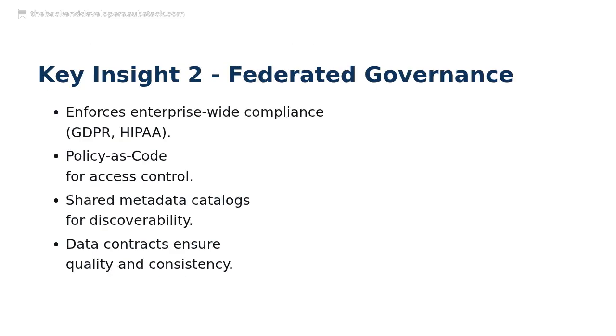Federated governance is essential for ensuring compliance across your organization, especially with regulations like GDPR and HIPAA. By implementing policy as code, access control and data policies are seamlessly integrated. Shared metadata catalogs enhance discoverability, making it easier for teams to find and use data. Finally, data contracts ensure that all data products maintain quality and format consistency, creating a reliable ecosystem for data sharing.